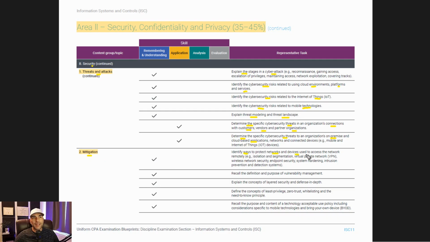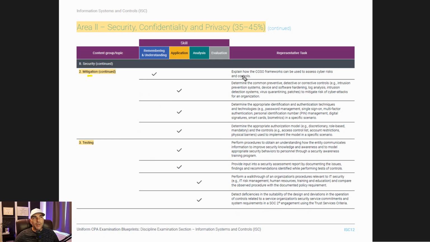Next, we have mitigation, where you'll need to be able to identify the ways to protect a network and devices used to access networks remotely. You'll need to be able to recall the definition and purpose of vulnerability management, to explain the concepts of layered security and defense in depth, to define the concepts of least privilege, zero trust, whitelisting, and the need to know principle, and to recall the purpose and content of technology acceptable use policy, including considerations specific to mobile technologies.